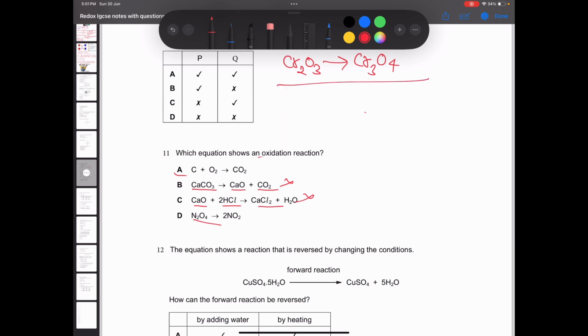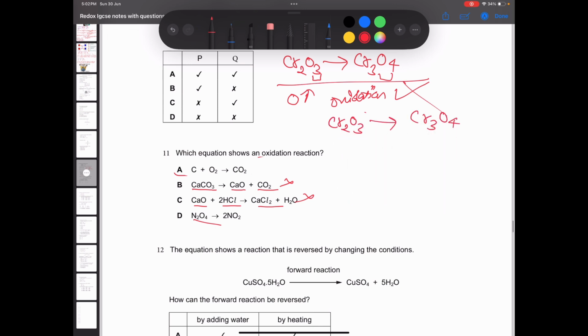Now, most of the students, what they will do is, they will see that the oxygen number is increasing. Here we have 3 oxygens, here we have 4 oxygens. So oxygen number is increasing, means this is oxidation. Congratulations, you have been tricked. This is not an oxidation reaction. Why? Let's see this.